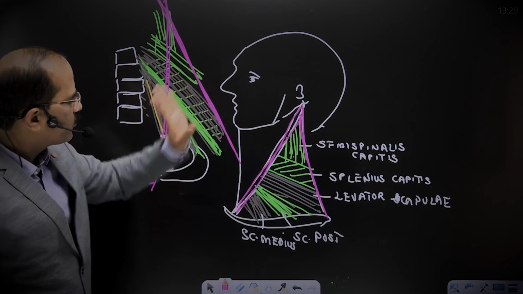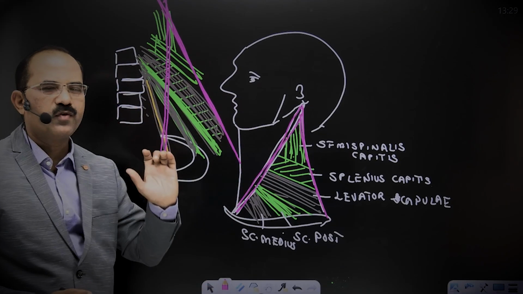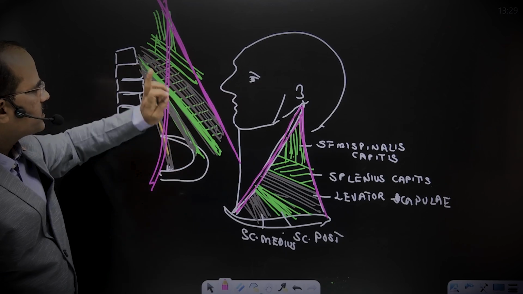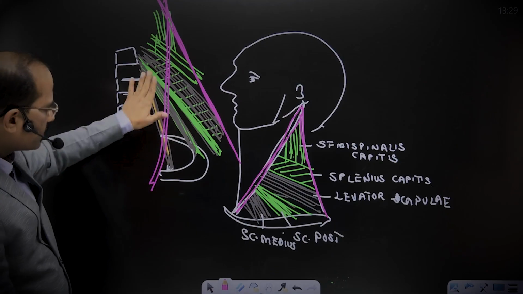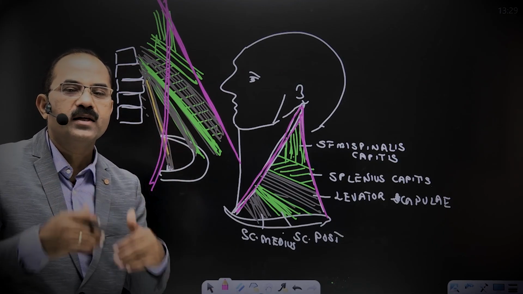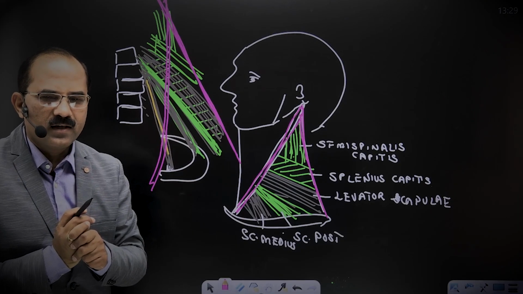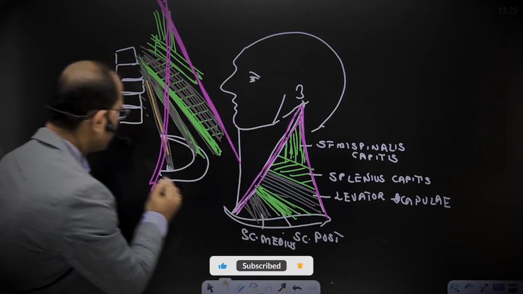The same thing I've drawn for you. Are you able to understand this? This is a view from side. This is a view from front. So the floor of the posterior triangle: semispinalis capitis, splenius capitis, levator scapulae, scalenus posterior, scalenus medius. Scalenus anterior lies behind the sternocleidomastoid. Scalenus anterior is not included in the floor of the posterior triangle. Perfect, clear?